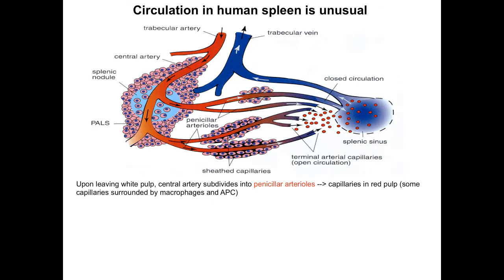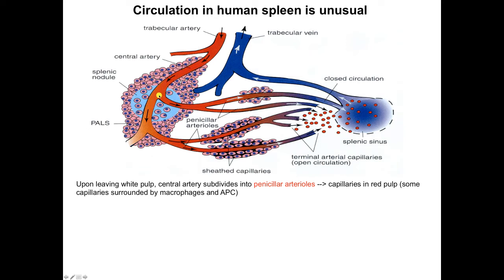Circulation in the human spleen is rather unusual. As we've implied, there is an open and a closed circulation. So here is a diagram showing this circulation. What I've got right here would be the white pulp of the spleen with the periarterial lymphatic sheath around the central artery, and here's the central artery coming in.